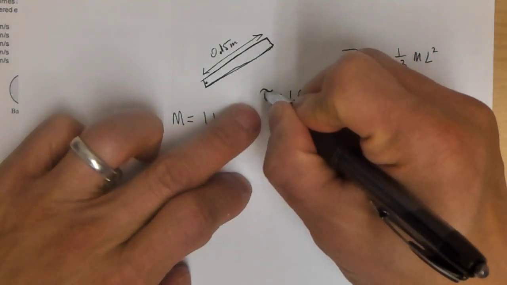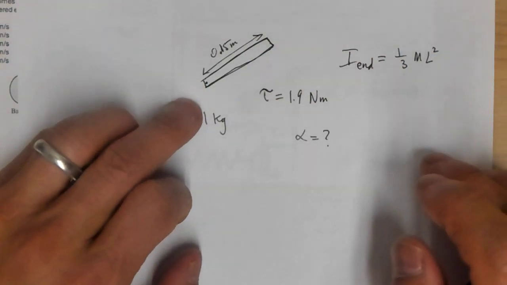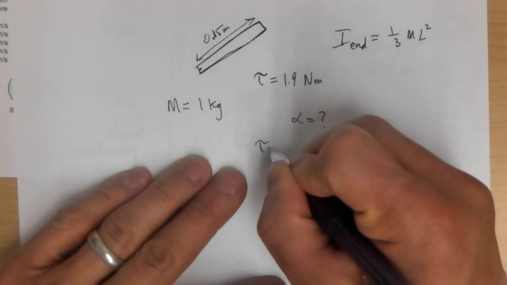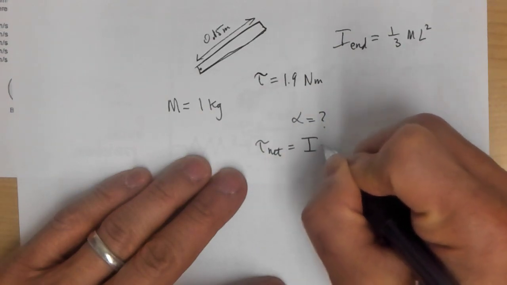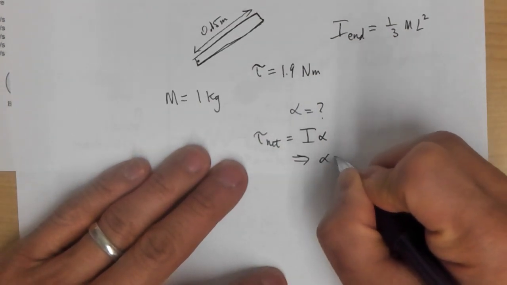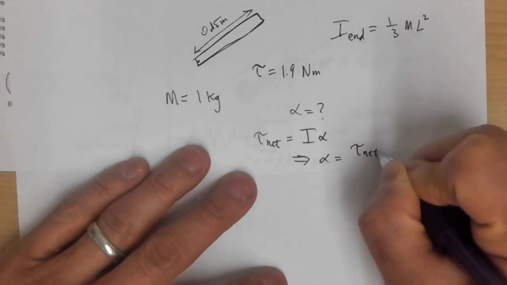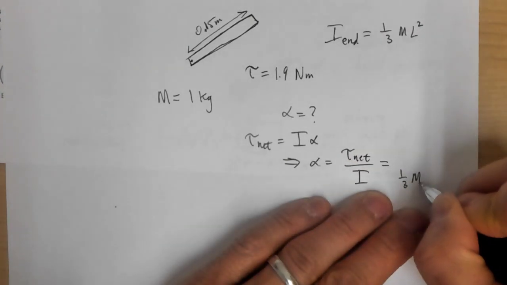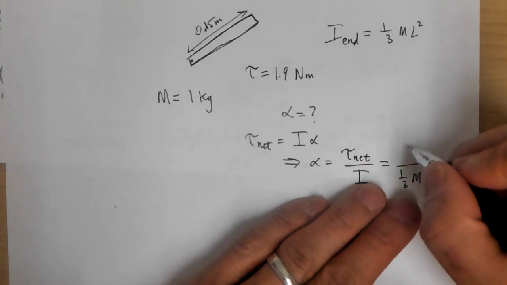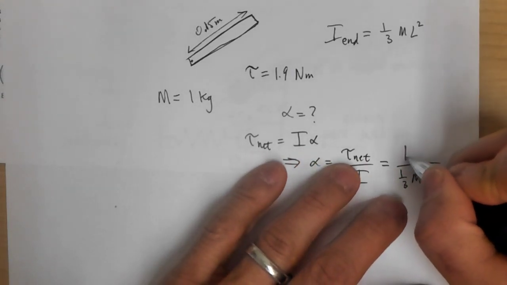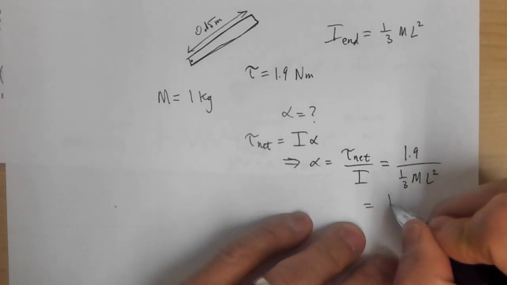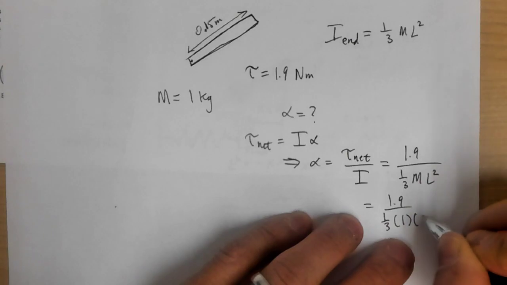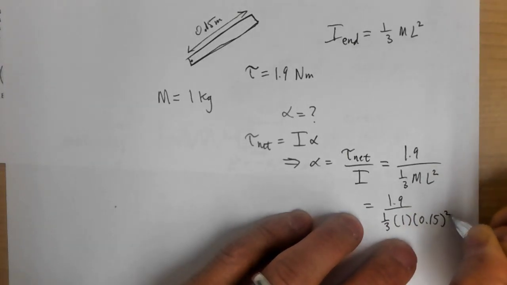Let's suppose you just exert this torque and let it accelerate with an angular acceleration. Then what you'd have is tau net equals I times alpha. So alpha is equal to net torque divided by I, right? So we have 1/3 ml squared, and net torque is 1.9. So 1.9 divided by 1/3 times 1 times 0.15 squared.